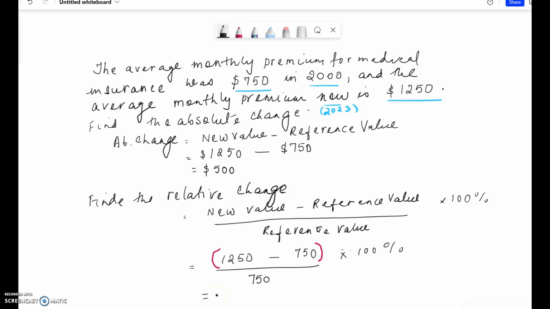And this is roughly equal to 66.67%. So that's 67% if you enter the numbers correctly into your calculator. Now, if you forget the parentheses, you're going to get something completely different and incorrect. So make sure you have parentheses around the numerator when you enter it into your calculator.